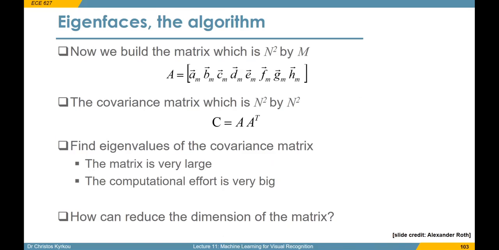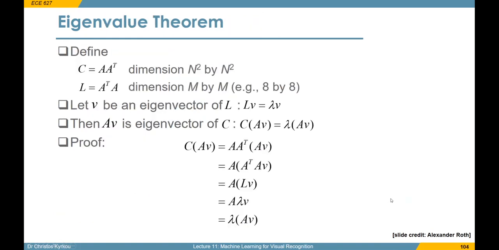We do this to move on to compute the covariance matrix. So we stack each of these vectors, and we compute the covariance matrix by doing a matrix-matrix multiplication. Now, this covariance matrix, as you can see by the dimensionalities here, if you have a 100 by 100 image, can be really large. So the computational effort in computing this, not even computing the eigenvectors, is large. Is there a way now to reduce the dimension of the matrix?